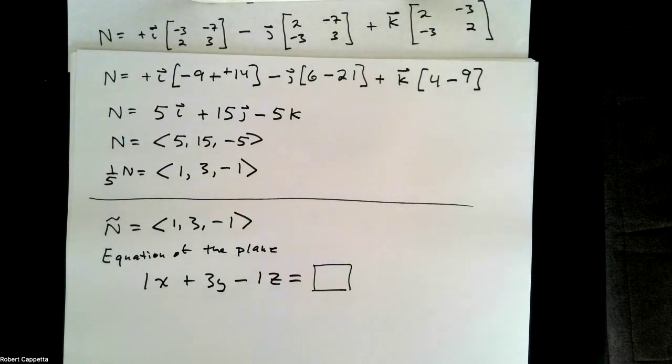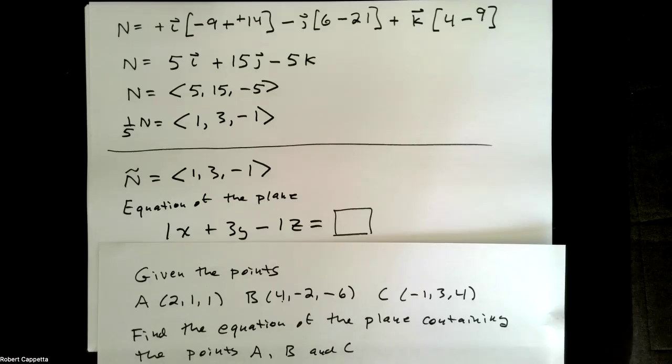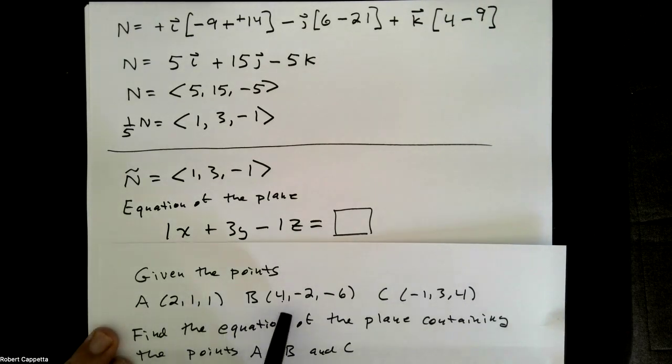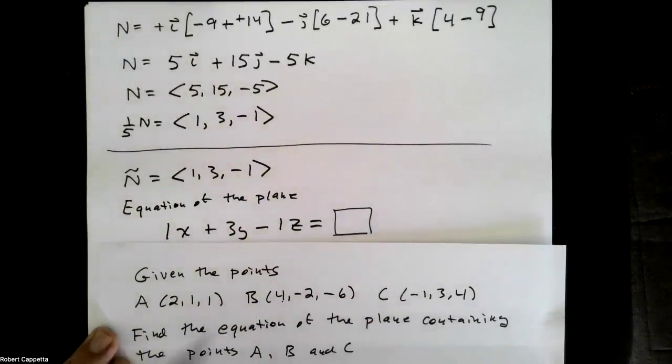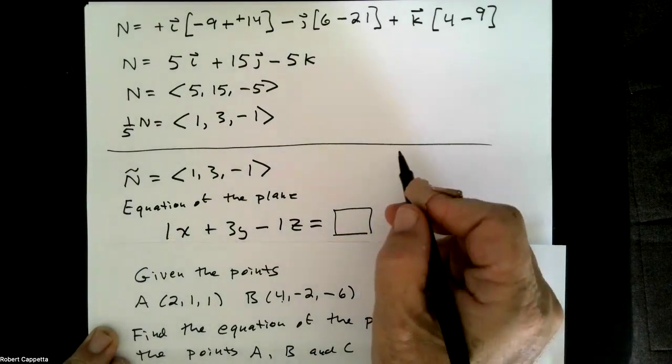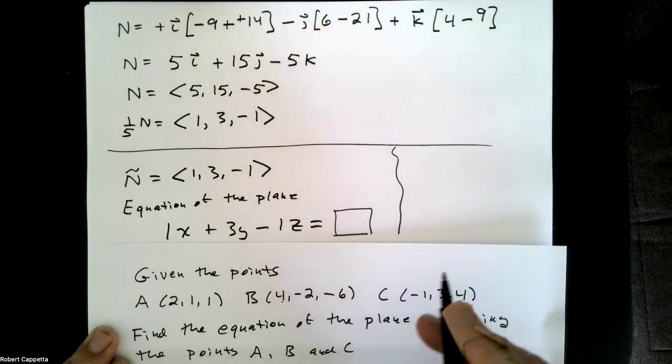So how do we determine what that something is going to be? How do we determine what number is going to go here sitting with that normal vector? If you recall, we were given these points, 2, 1, 1, 4, -2, -6, -1, 3, 4. So how can we use those points to figure out what number is going to go in there with that normal vector? Well, we just plug them in. So plug in a 2 for x, a 1 for y, and a 1 for z, and what will happen there?